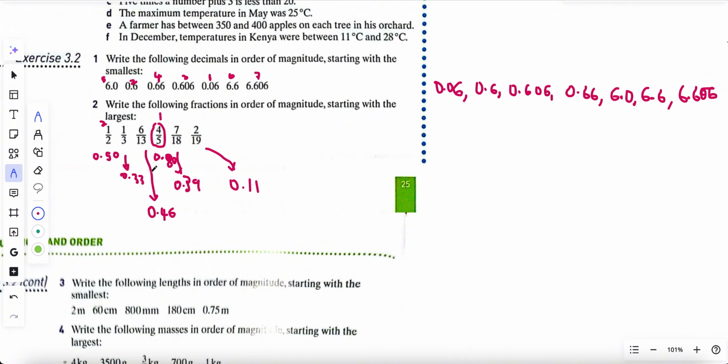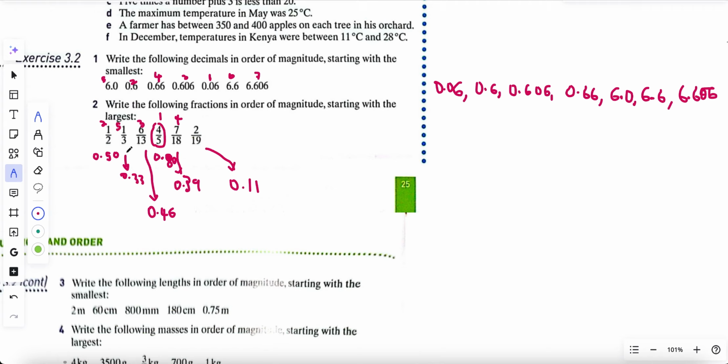Which one is less to that? 0.46, right? So this is number 3. After 0.46, I think we have 0.39, which is 7 over 80. This is number 4 in the order of largest to smallest. And then after 0.39, what do we have next? 0.33. This is number 5 in arranging them from largest to smallest.